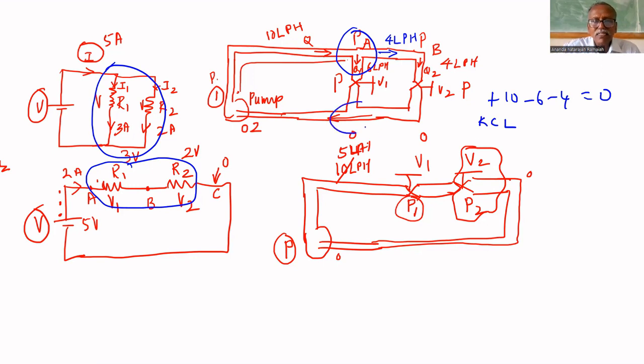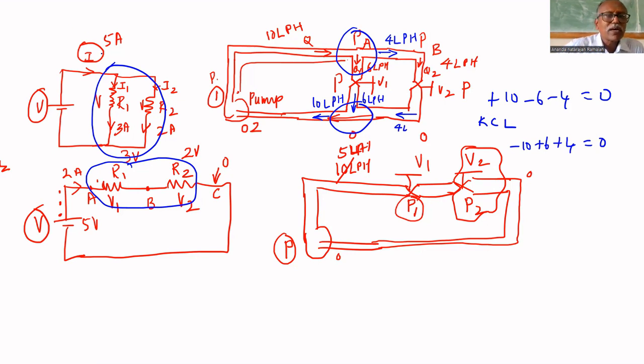Here, consider this junction. What is current leaving? 10 liters per hour. Am I correct or not? What is current coming here? 6 liters per hour. What is the water coming here? 4 liters per hour. So, minus 10 plus 6 plus 4 equal to again 0. So, Kirchhoff's current law: algebraic sum of total current at any junction equal to 0.